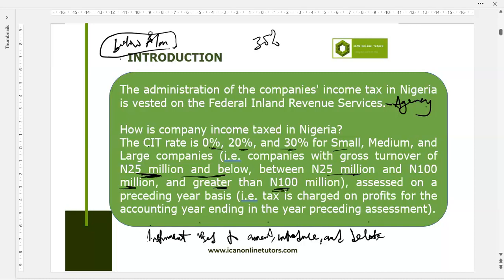So these companies are assessed on preceding year basis, unlike what you experience in your pay as you earn. If you are working as an employee, in an employee-employer relationship, you'll be paid salary or wages. This remuneration you are receiving is subject to tax on a monthly basis, so your employer has a duty to deduct at the point of paying the salary. But company's income tax is paid on preceding year basis. The same thing goes for individuals who are sole proprietors or in partnership. So a self-employed person also pays tax on preceding year basis.